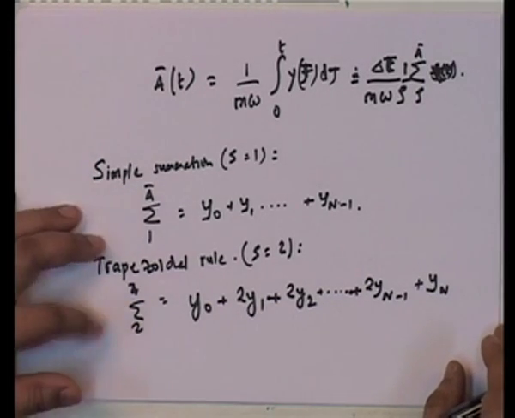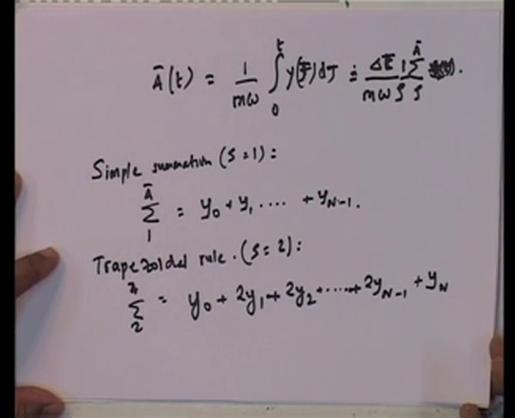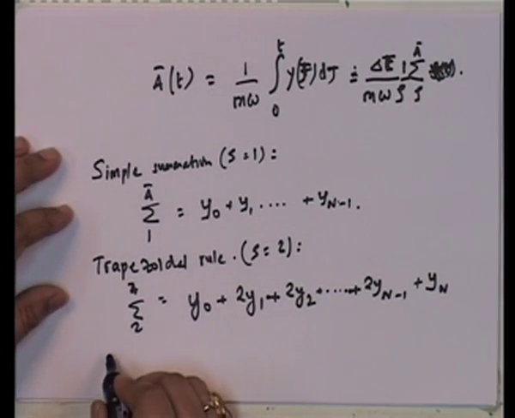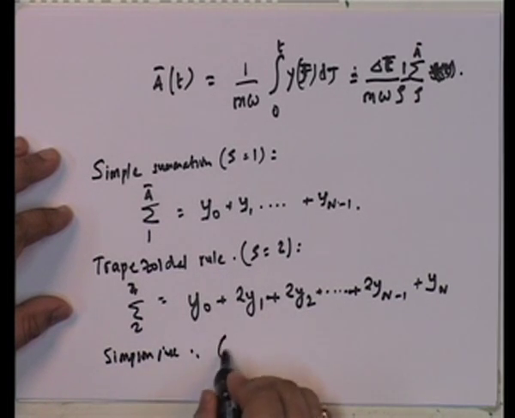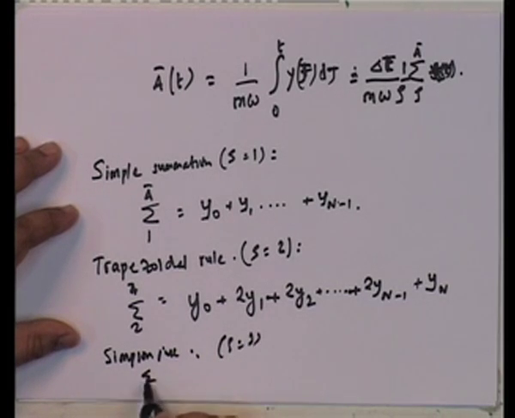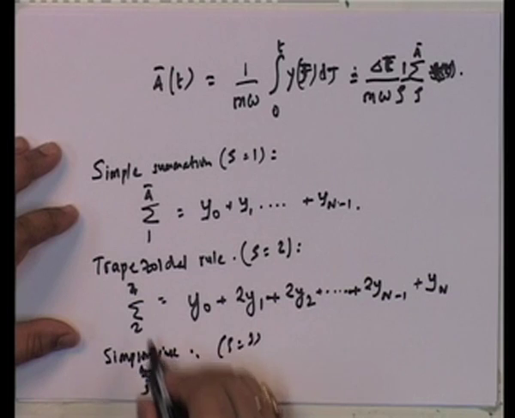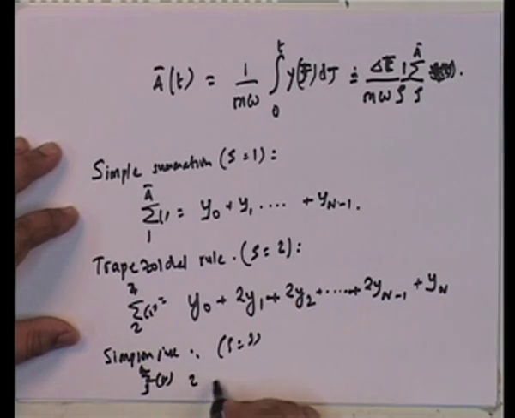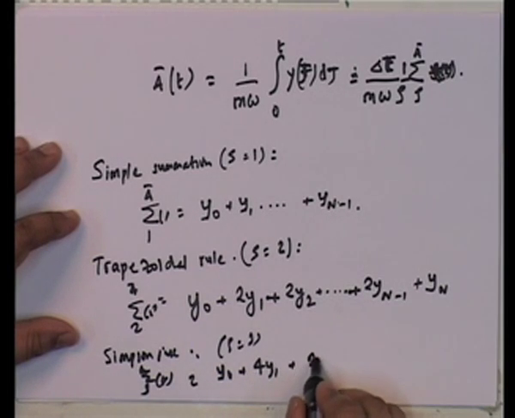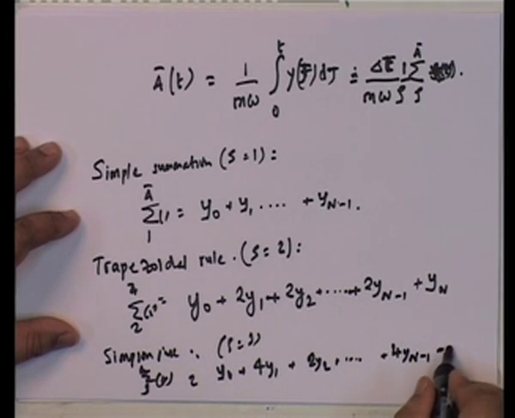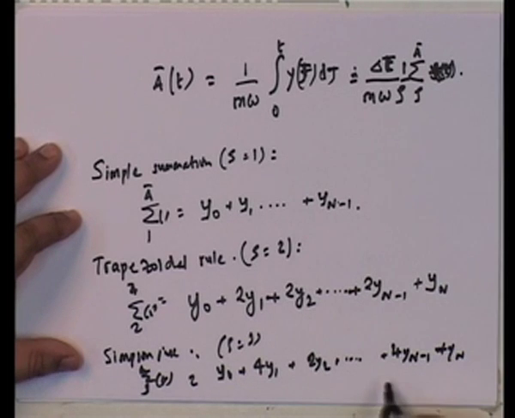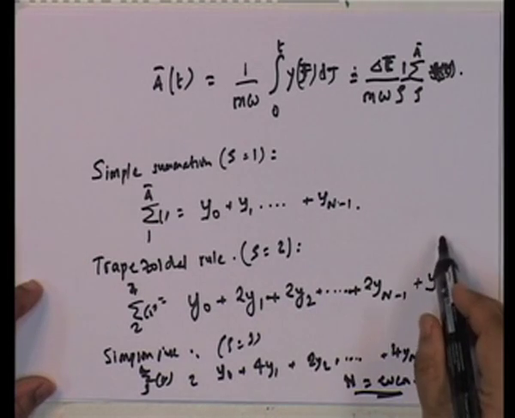For these rules, n can be any number. But if you are using the Simpson's rule, which is actually xi equal to 3, 3 a prime t is equal to y 0 plus 4 y 1 plus 2 y 2 plus 4 y n minus 1 plus y n, where in this particular case n is even by definition. The other two do not have to be.